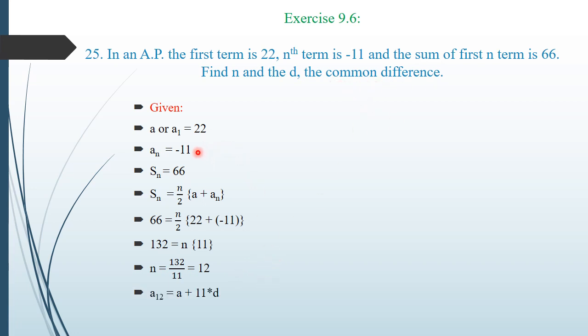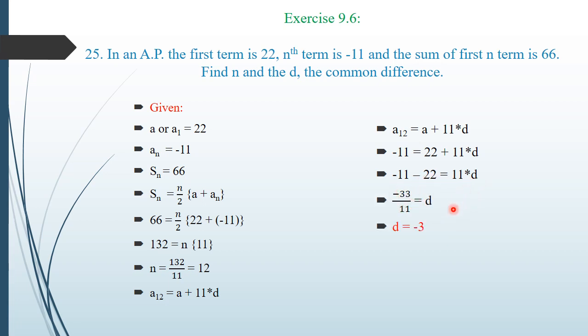Therefore, the 12th term is nothing but minus 11, which I can also represent as a plus 11d. Using this information, I'll substitute a12 as minus 11, a is given as 22, and 11 as it is, and the common difference d I'll keep as it is. Simplifying this further, minus 11, and when I take this 22 to the left hand side, minus 11 minus 22 is equal to 11d, or minus 33 divided by 11 is equal to d, or I can say d is equal to minus 3 here. Therefore, n is equal to 12 and d is equal to minus 3 in this case.